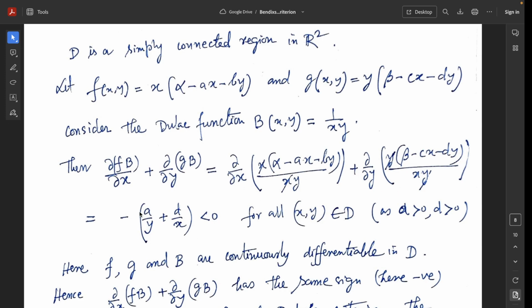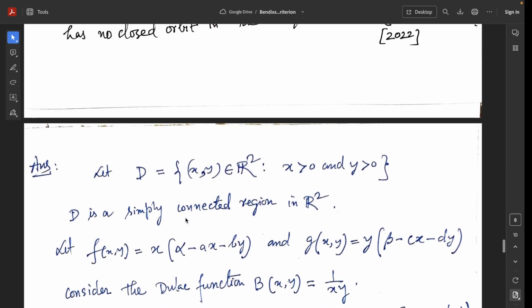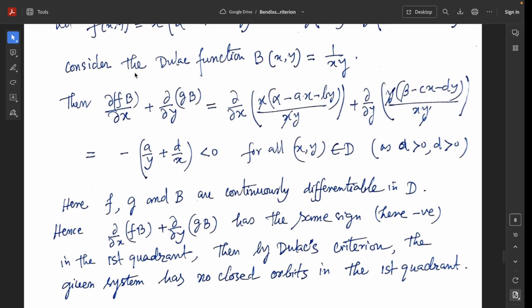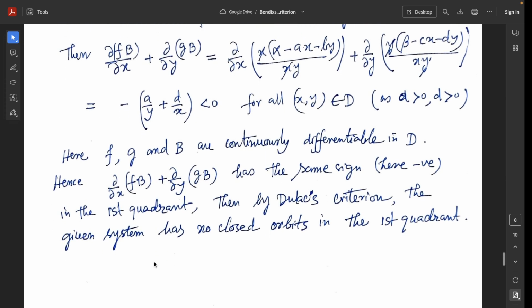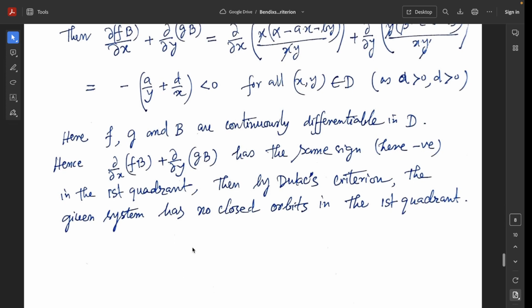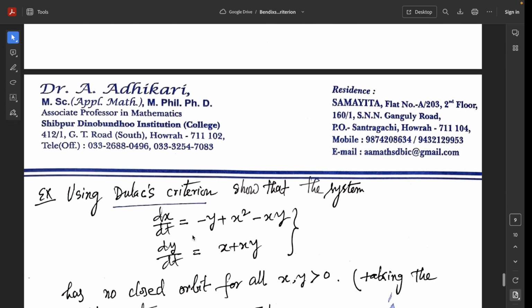we get minus, common, a by y plus d by x. Obviously, a and d are positive. Given that a and d are positive, obviously this quantity is negative because x and y lie in the first quadrant. So del x of fB plus del y of gB has the same sign here, negative sign, in the first quadrant. Then by Dulac's criterion, the given system has no closed orbit in the first quadrant.